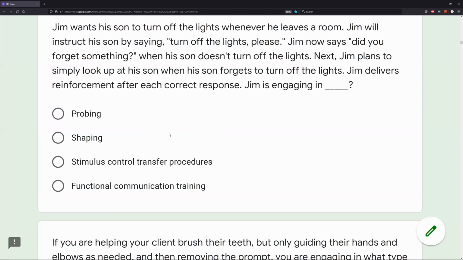Shaping, again, are there any approximations? No. And then functional communication training. Are we teaching Jim's son to communicate? No, right? So what is he doing? Jim is simply engaging in a stimulus control transfer procedure with his son, trying to transfer control of the behavior from "Turn off the lights, please" to "Did you forget something?" all the way down to simply a glance up at his son.